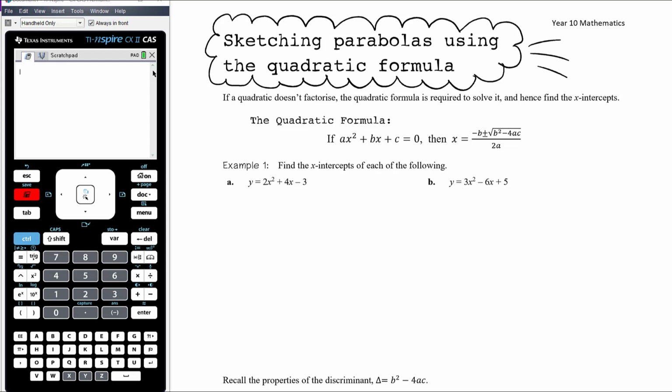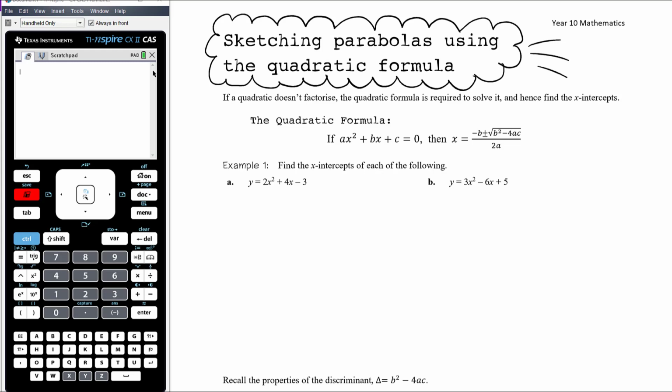Okay, so far we've looked at sketching quadratics when we're given the equation in turning point form. If we're not given the equation in turning point form, we've looked at 1, converting it to turning point form via completing the square and then sketching. Or 2, we've looked at finding the x coordinates first, which in the previous video we were able to do by factorising and using the null factor law, and then from there finding the coordinates of the turning point.